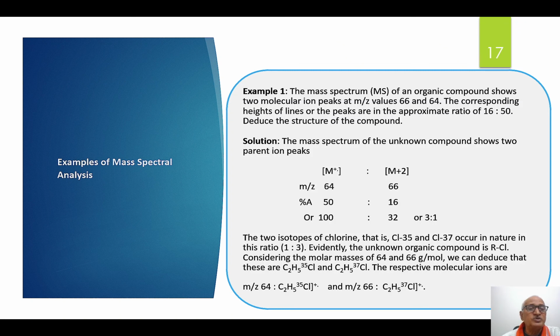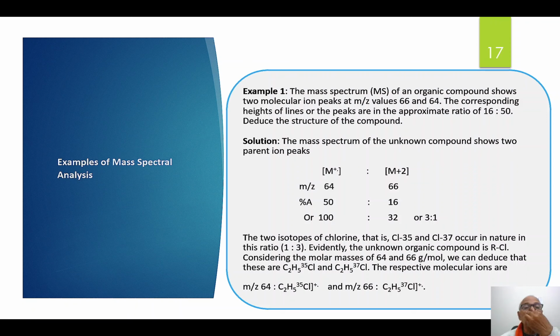Examples of mass spectral analysis. Here I have taken one very simple example, very interesting one. The mass spectrum of an organic compound shows two molecular ion peaks at m/z values 66 and 64. The corresponding heights of lines or the peaks are in the approximate ratio of 16 to 50.